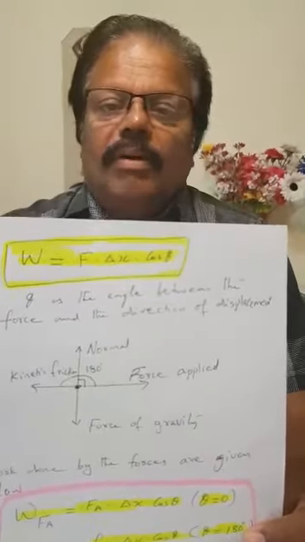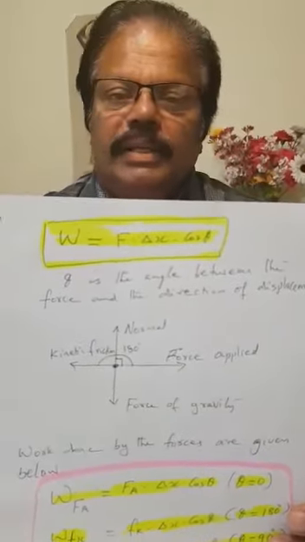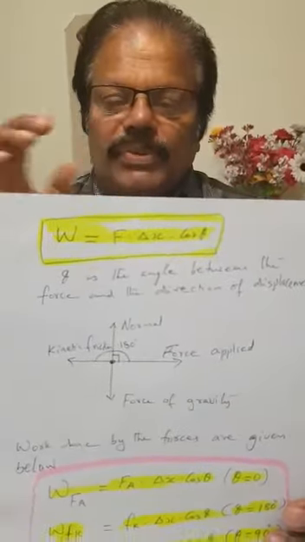Let me say an object is pulled to the right or to the easterly direction on a rough surface, then definitely the frictional force will be in the opposite direction, that is west, towards the west. And as you can see, there are four forces acting on it. Applied force to the east, frictional force to the west, force of gravity downwards, and normal force upwards. So let us calculate the work done by all four forces separately.